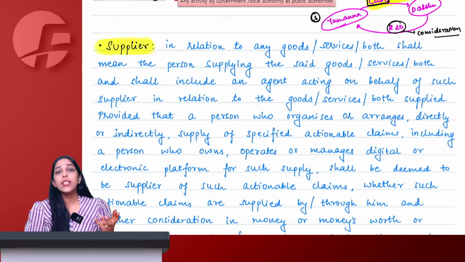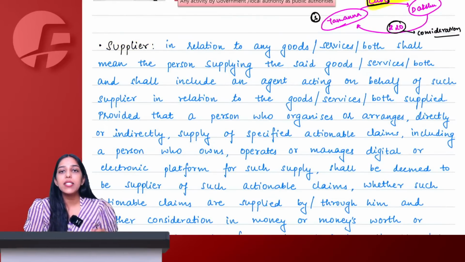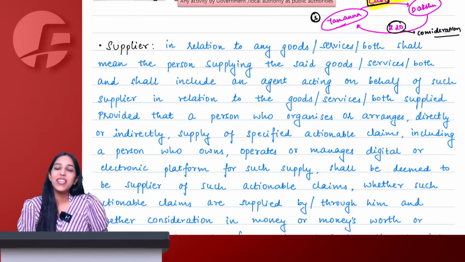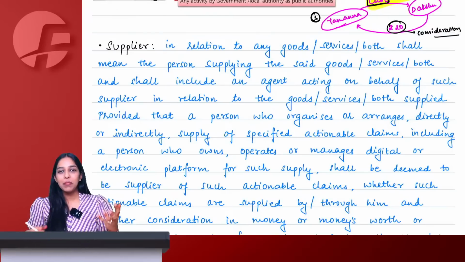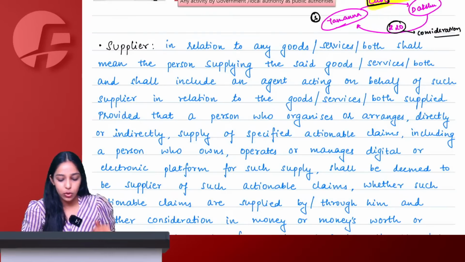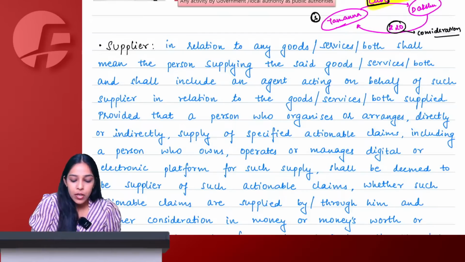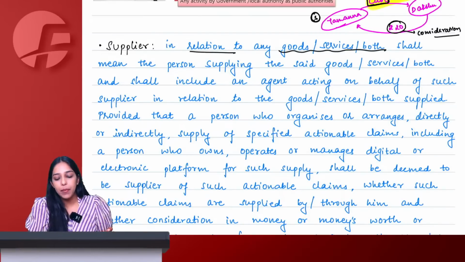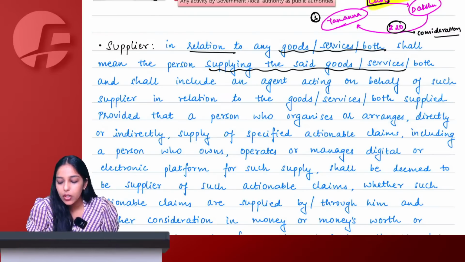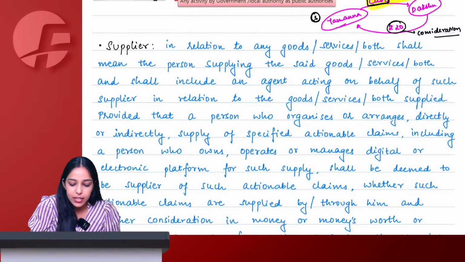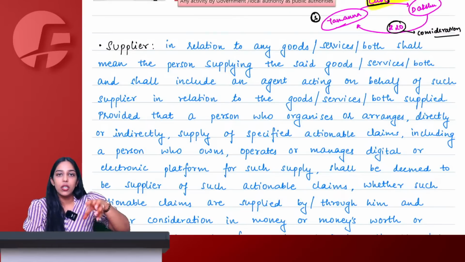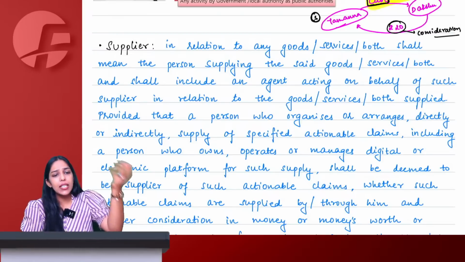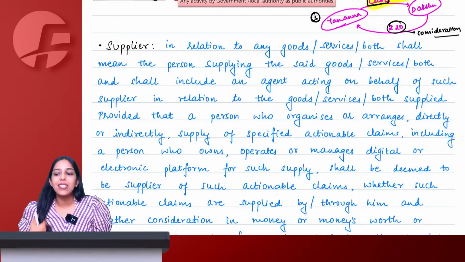Right, ma'am. Then who is a supplier? Supplier means any person who is supplying the goods. Hey, wow, ma'am. So this is the definition. Supplier means any person supplying the goods or services or both. So supplier in relation to any goods, services or both shall mean the person who is supplying the said goods or services or both. And let us say there is an agent who is acting on behalf of a principal and then supplying these goods, services or both. Then that agent will also be considered as a supplier, doesn't matter.